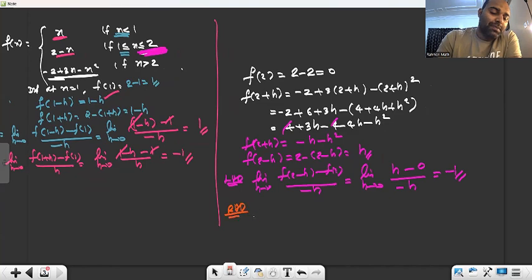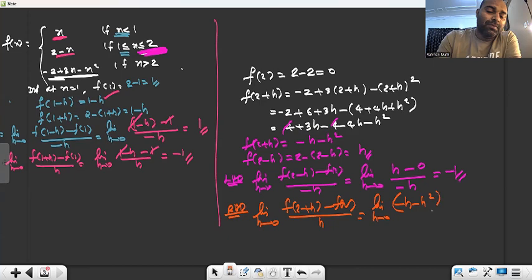RHD. Limit h tending to 0, f of 2 plus h minus f of 2 by h. 2 plus h we have. Limit h tending to 0, minus h minus h square. What is f of 2? f of 2 is 0, by h.